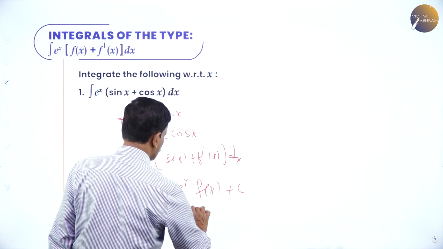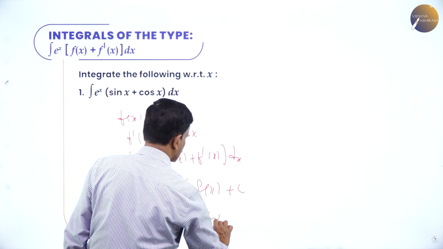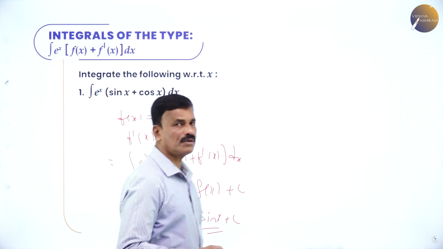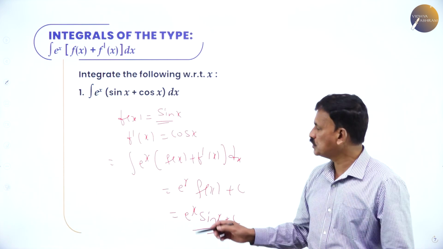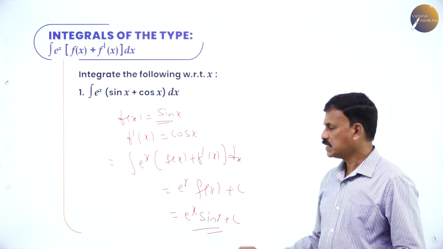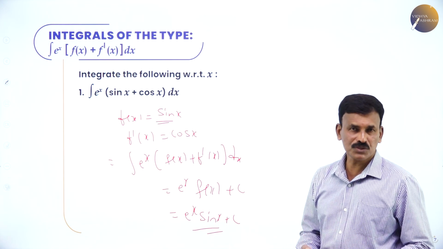So this is equal to e to the power of... what is f of x? Sin x. e power x into sin x plus c is the integrated answer. So the integral of e power x (sin x plus cos x) is equal to e to the power of x sin x, because the differentiation of sin x is cos x. e power x sin x plus c is the integrated answer. Very simple for 2 marks.